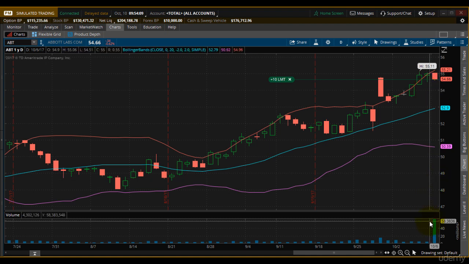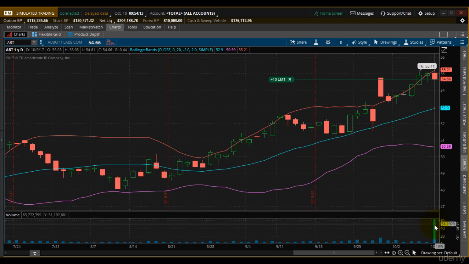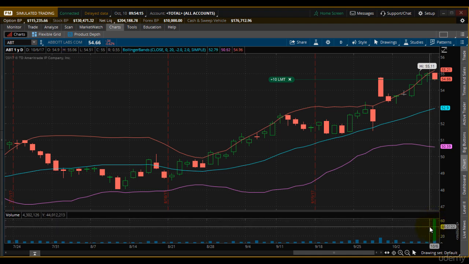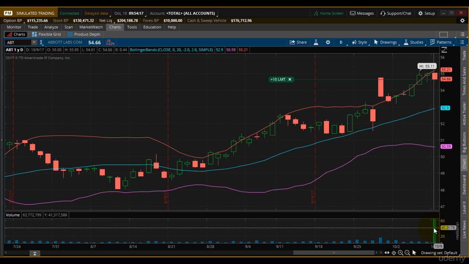However, if you look at the volume size, the volume was so huge. See? So we have to remember this. There is something cooking in ABT Labs. So we will sit tight and see what happens next.